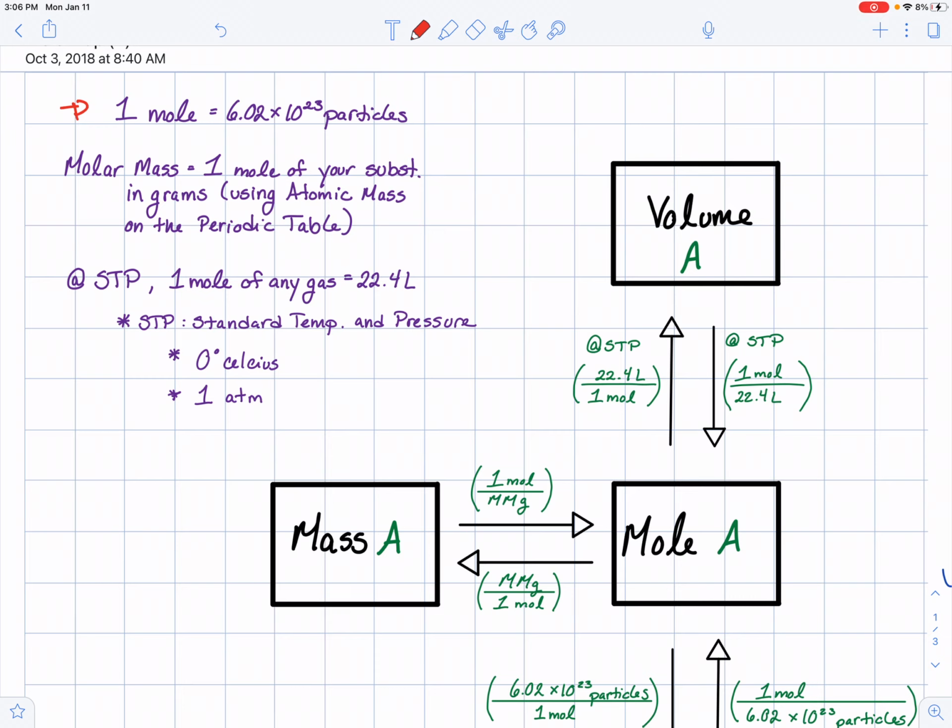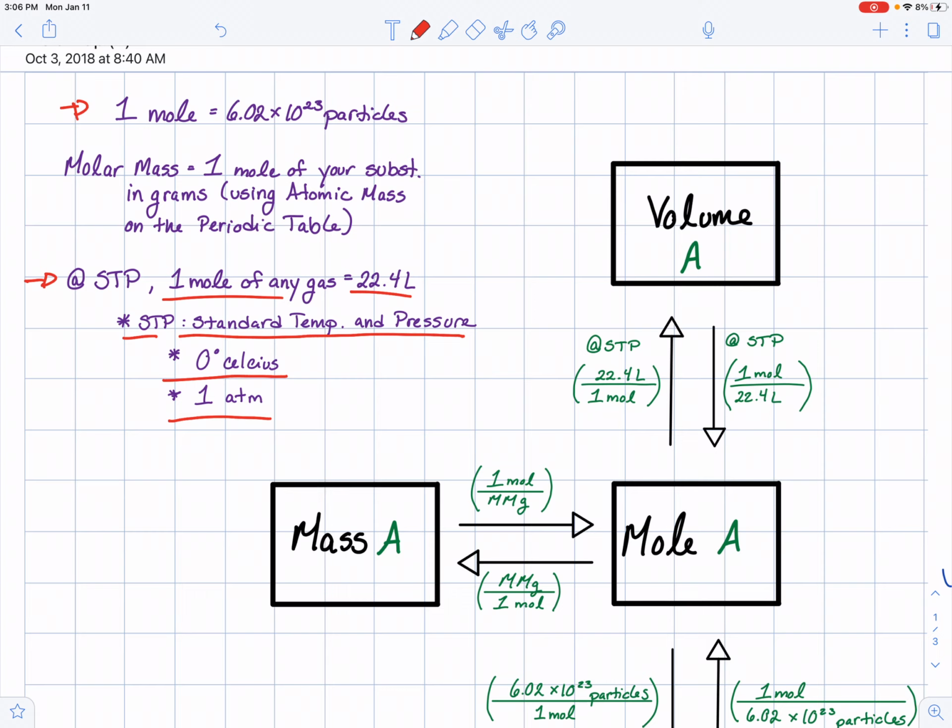The other definition sort of goes along with our gas law. So I'm going to skip down here to where it says at STP. So if you remember back to your gas laws, STP stands for standard temperature and pressure, and those are actual numbers. So your standard temperature is 0 degrees Celsius, and your standard pressure is 1 atm. So when you're at STP, 1 mole of any gas is 22.4 liters, or it takes up 22.4 liters of space. So that's our second definition of our gases.